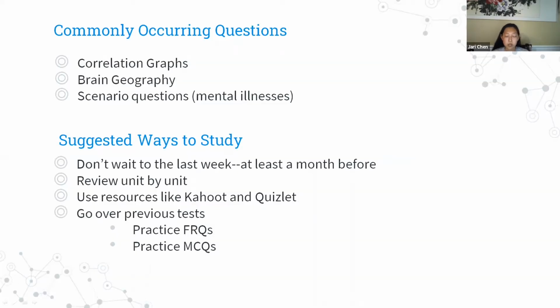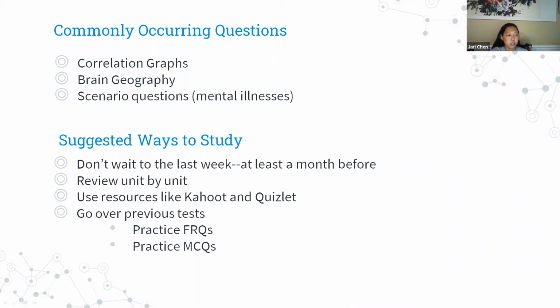Some commonly occurring questions in the AP Psychology exam are correlation graphs, brain geography, and any sort of scenario questions that give you some scenario and ask you to identify a mental illness. This also plays into the brain geography section if it asks you for a certain section of the brain. This is definitely not everything that's covered, but these are commonly reoccurring questions that show up on pretty much every single exam. Correlation graphs, I'll talk about a little bit later, but they're just graphs that show correlation.